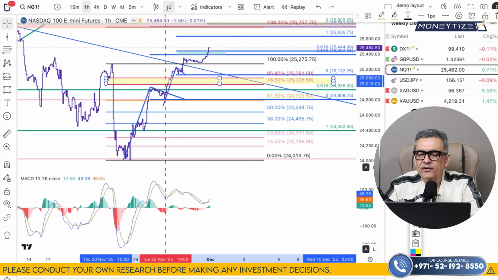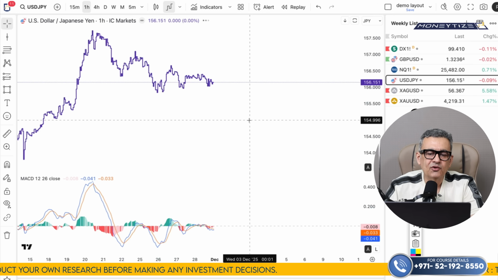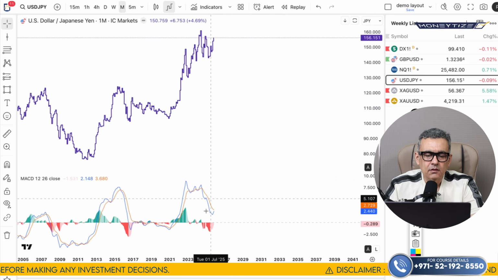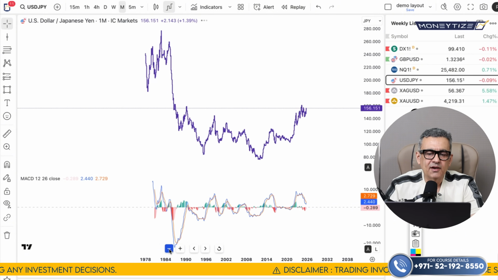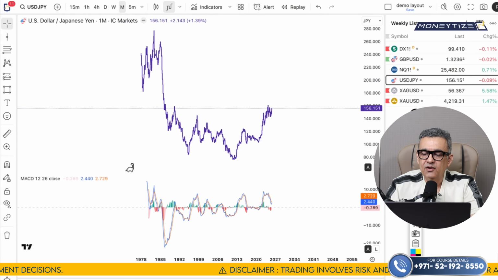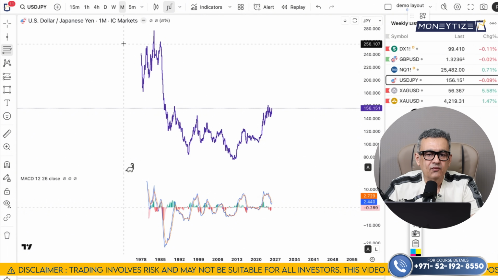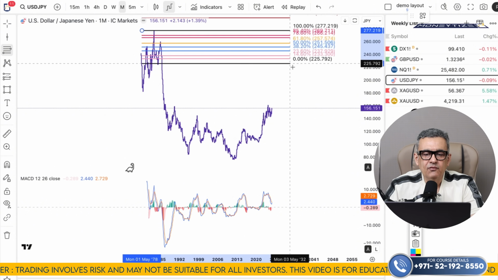I'm moving to the next instrument, that is US dollar and Japanese yen. So I'll start from the monthly frame here. Now on the monthly frame, it was clearly explained in my previous video, midweek video. This is the long-term bearish cycle. So we can use Fib retracement from the highest to the lowest on the monthly frame. Let's apply Fib retracement.